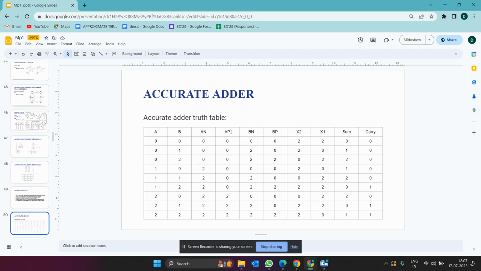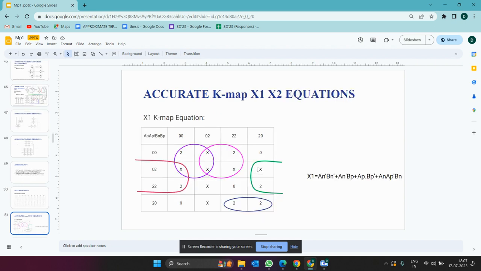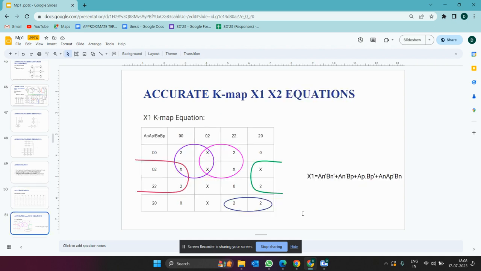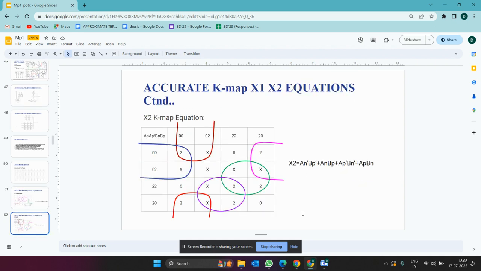We have used this AN, AP, BN, BP to avoid the 1 in the whole table. So we don't see 1 at all, only zeros and twos. So we need to avoid 1, so we have taken NTIs and PTIs. And these are the K maps for the accurate adders. This is for the x1 generator block. This is the x1 and this is the x2. So this is the K map of x1 and this is the K map of x2.